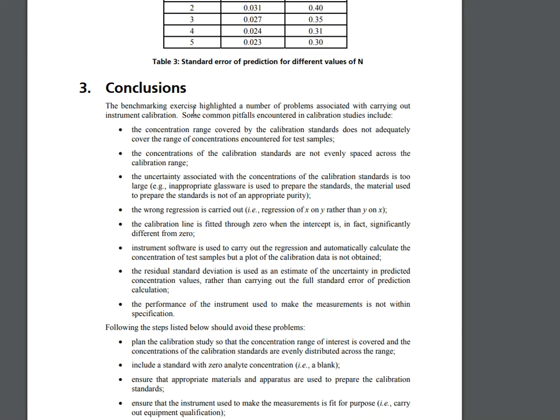And it says the benchmarking exercise highlighted a number of problems when carrying out instrument calibration curves. And some of the pitfalls include the following. Number one, the concentration range covered by the calibration standards does not adequately cover the range in the test samples. So we've talked about that now, right? We've said that my standards go up to a certain point and go down to a certain point. If my samples are higher or lower than those values, then I cannot reliably report those numbers.